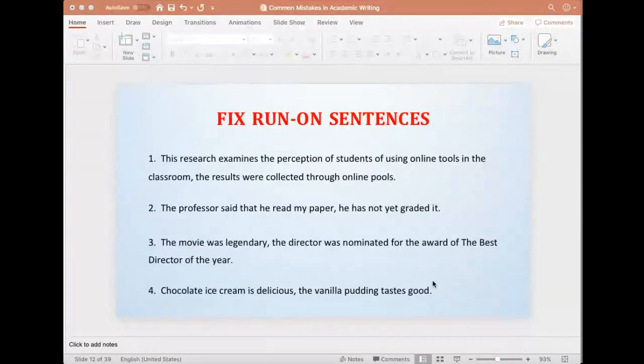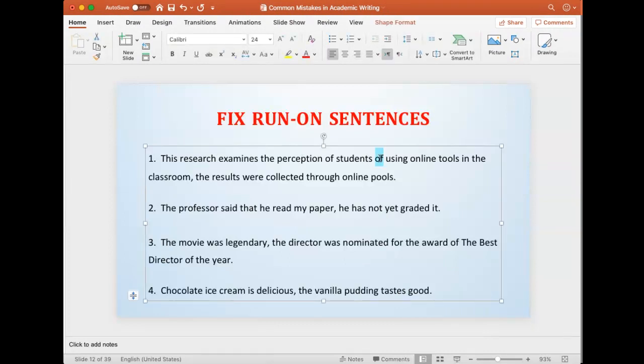All right. So what do you think about the first one? This research examines the perception of students using online tools in the classroom, the results were collected through online tools. So in the first sentence, the preposition of after students should be deleted. Okay, so this research examines the perception of students. Yes, I would agree with you.